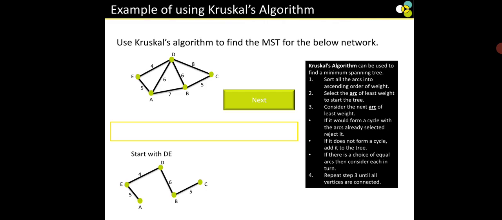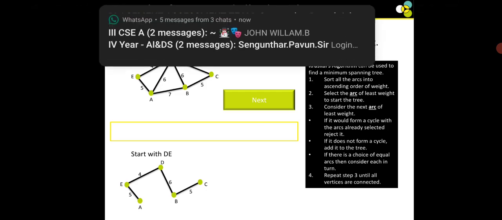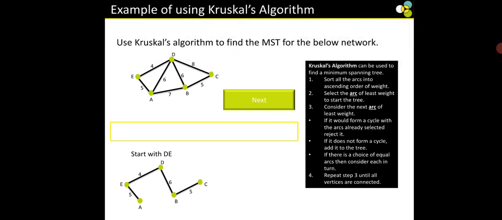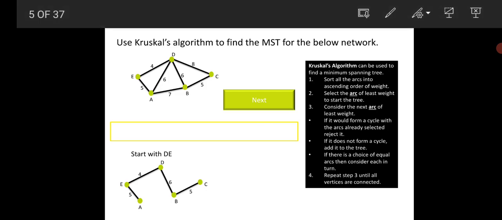I think it will be understood by everyone. Here we have created a minimum spanning tree with D to E, E to A, then D to B, B to C. The total length of this minimum spanning tree is 6, 11, 15, then 20. 20 is the total value of our minimum spanning tree.